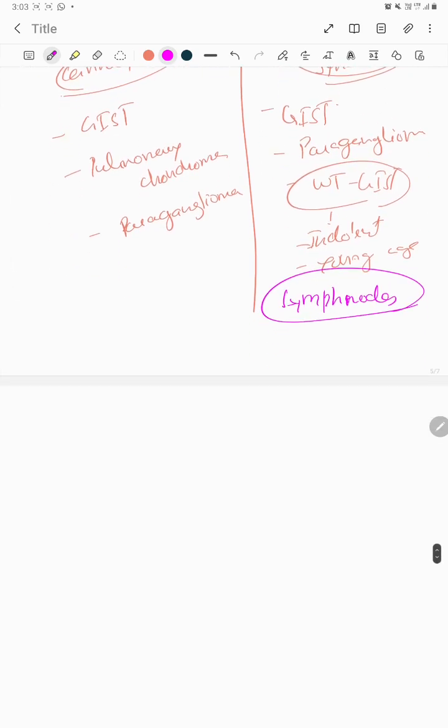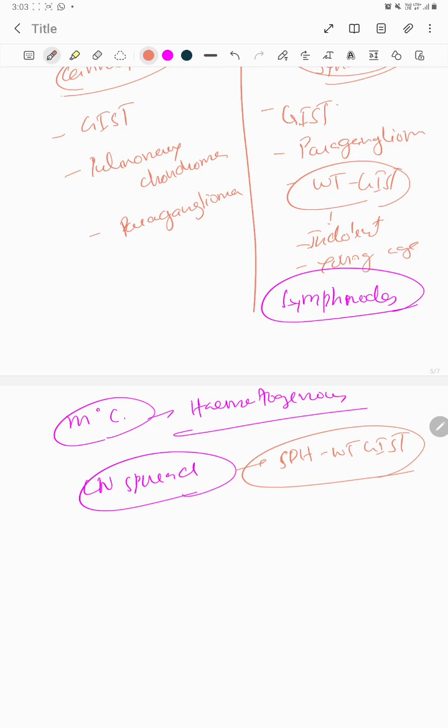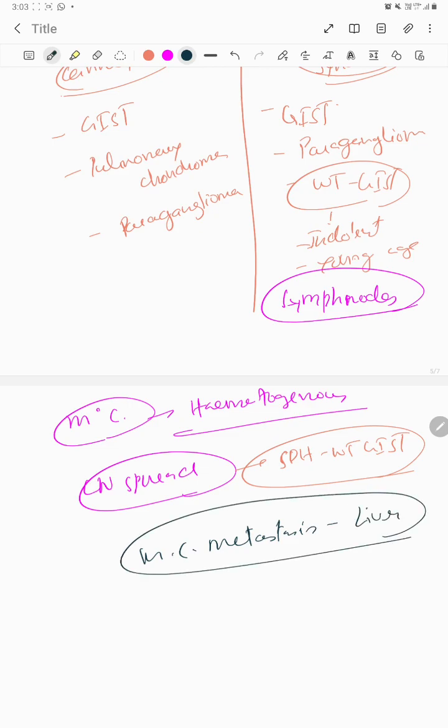So here comes a question. The most common spread is hematogenous spread. Lymph node spread is very rare. The one that occurs through lymph node spread is the SDH mutation, wild type GIST, that is wild type GIST with SDH mutation tends to spread to the lymph nodes. The most common site of metastasis is the liver, and hardly do you see a lung metastasis.